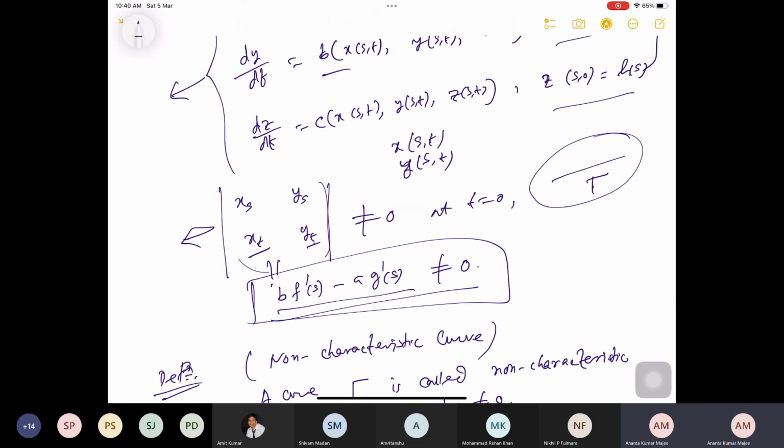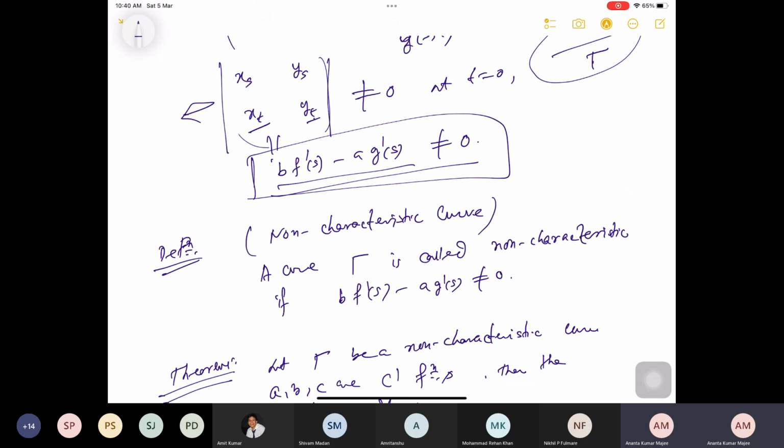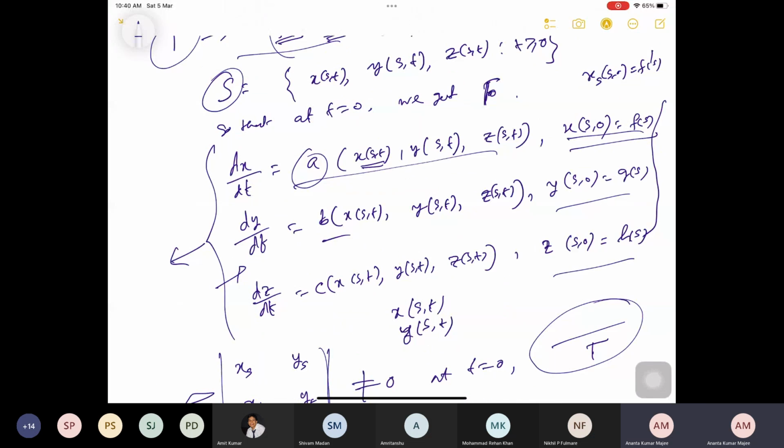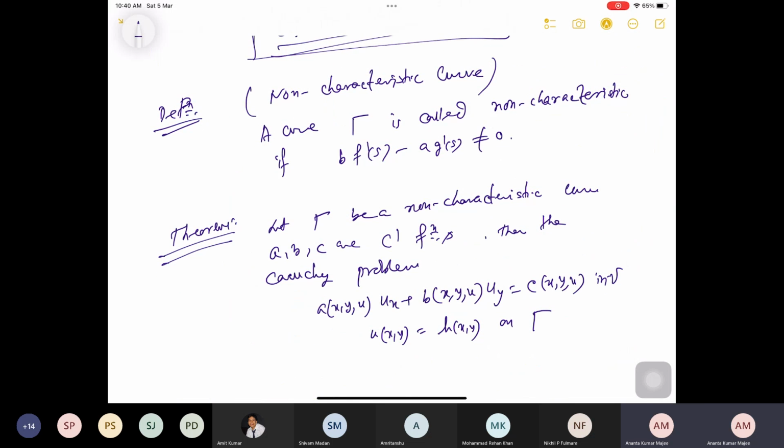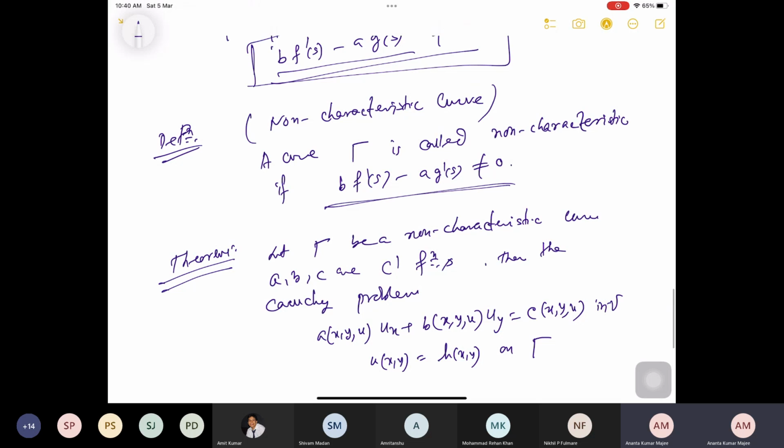And now if you put in this given equation and initial condition, you have exactly b of f prime s minus a of g prime s, which is not equal to 0. I am saying that is the definition. That means, if you try to invert the variables x, y to t and s, I need these conditions at t equal to 0, and hence by the inverse function theorem, near t equal to 0 you can invert it. Then I can have the integral surface. So that is why I tried to write it as a theorem. I need this condition to have a unique solution.